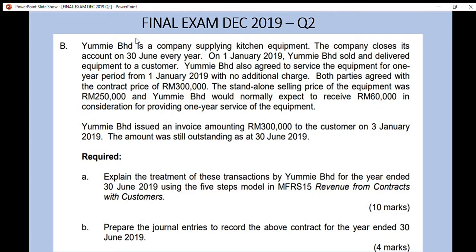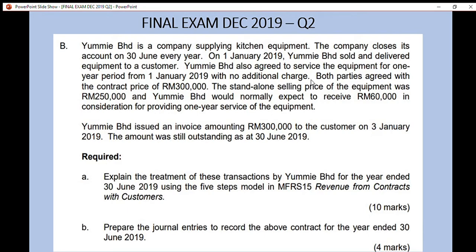Yummy Berhad is a company supplying kitchen equipment. The company closes its account on 30th June every year. On 1st January 2019, Yummy Berhad sold and delivered equipment to a customer. Yummy Berhad also agreed to service the equipment for a 1 year period from 1st January 2019 with no additional charge. Both parties agreed on a contract price of 300,000.